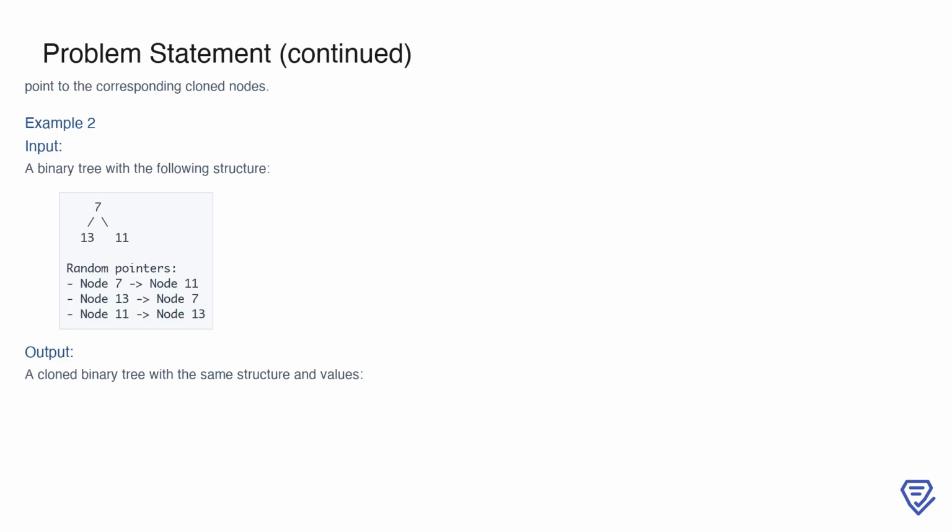The output for this example would be a cloned binary tree with the same structure and node values. This means the clone tree will also have a root node with a value of 1, node 2 as its left child, node 3 as its right child, and so on, matching the original tree exactly. The random pointers in the clone tree will also follow the same pattern, but instead of pointing to the nodes in the original tree, they will point to the corresponding nodes in the clone tree. For instance, if the random pointer of node 1 in the original tree points to node 3, the random pointer of the clone node 1 will point to the clone node 3.